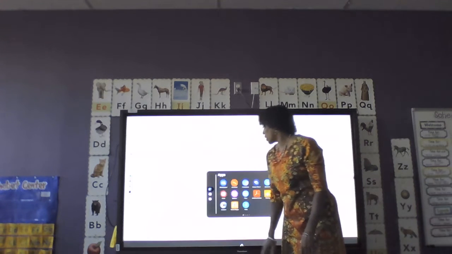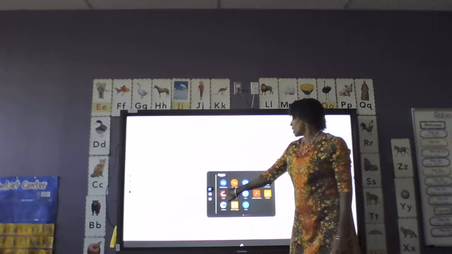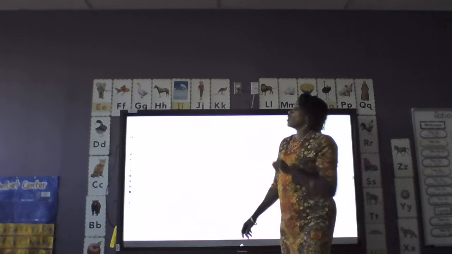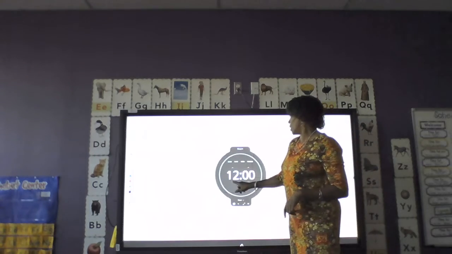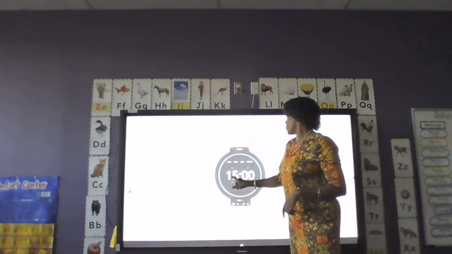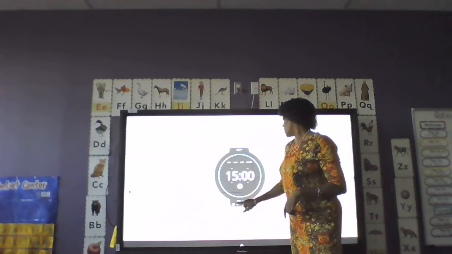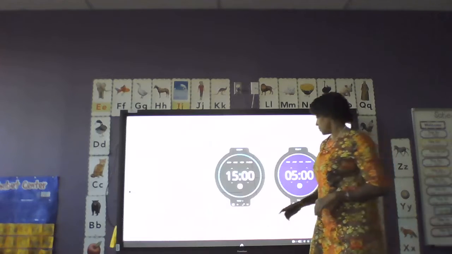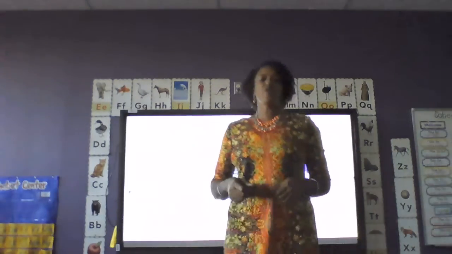It's also very helpful to utilize the timer as part of the technology. When I do the timer, they work for 15 minutes. Then I also have a timer for 5 minutes where they take a 5-minute break. So having technology is very great.